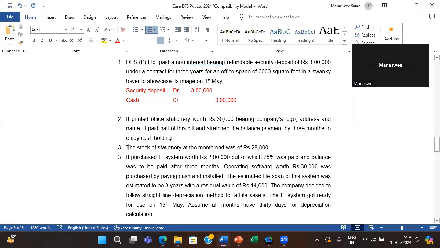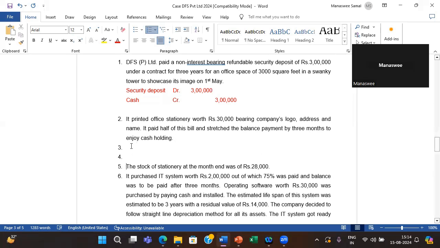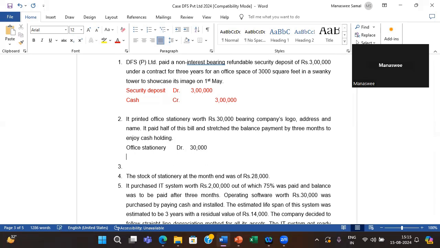So I'll just put it like this. Here I'll have the journal entry for this transaction. Office stationery debit, it is an asset because we have not consumed it as on date. We're just bringing in stationery stock. That is debit 30,000 rupees. And then as usual, we'll pay cash 15,000, half. So cash will be credited because cash will decrease. It is an asset. So if an asset is decreasing, as I told you, use the word credit.